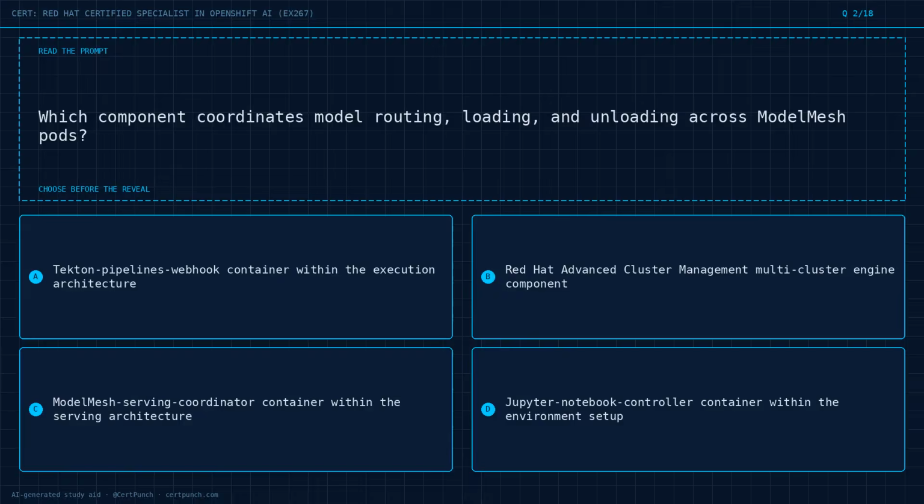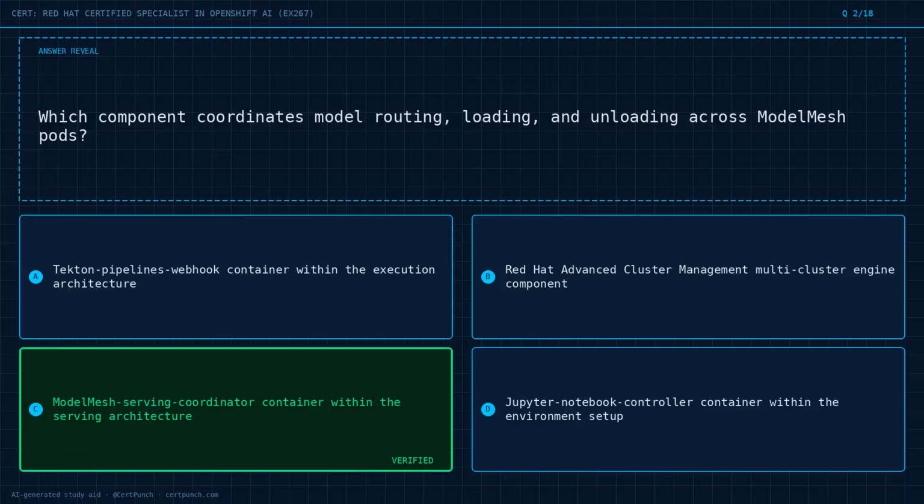Question 2 of 18. Which component coordinates model routing, loading, and unloading across ModelMesh pods? Option A. Tekton Pipeline's webhook container within the execution architecture. Option B. Red Hat Advanced Cluster Management Multi-Cluster Engine Component. Option C. ModelMesh Serving Coordinator Container within the serving architecture. Option D. Jupyter Notebook Controller Container within the environment setup. Lock in your pick before the reveal.